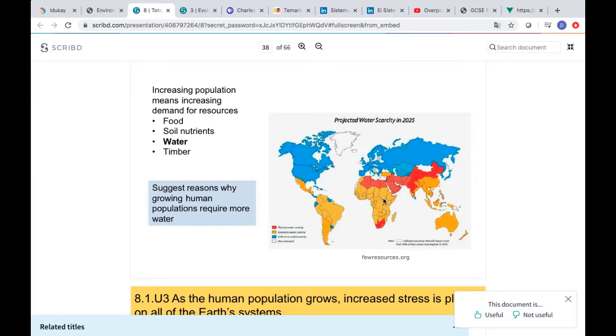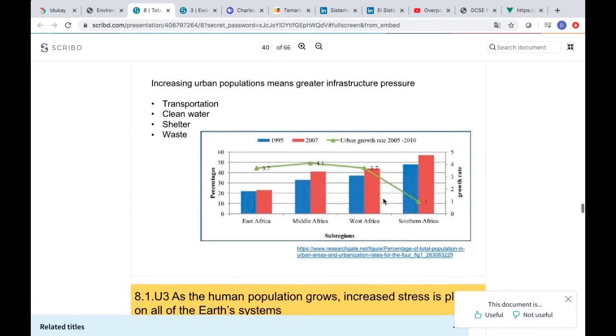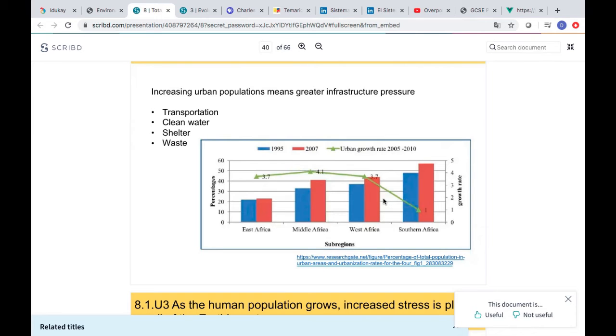Also, if there are more people, we need more urbanized areas. And that means that we are going to have a water treatment plant. We are going to need fresh water to drink. So we need more water to survive. Then, what happens if the population increases? We're going to need more infrastructure. So, more transportation, more clean water, more shelter, and more wastes are going to be generated.